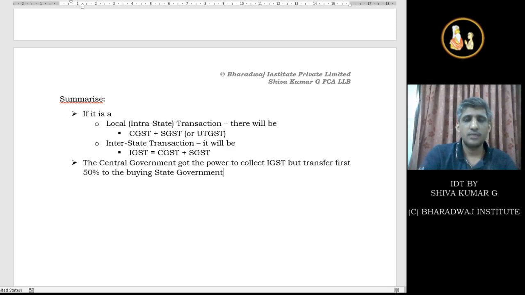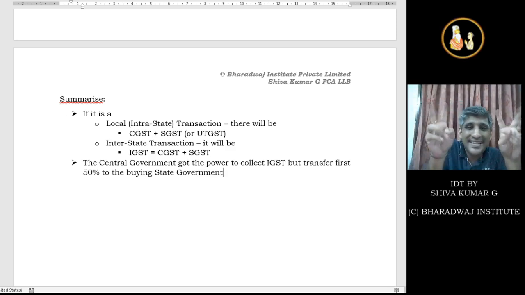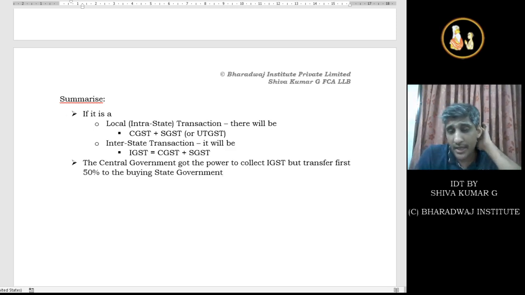Tomorrow, who is this buying state? That is what we will learn in a topic called place of supply. When you go to the respective topic, we will explore those terms later. Today we are calling it the buying state; tomorrow we will say place of supply. So now we are giving concepts, giving names which we can understand. Then when we go to the respective topics, we will give them the correct legal names. So the central government has the power to collect IGST, but transfers the first 50% to the buying state government.